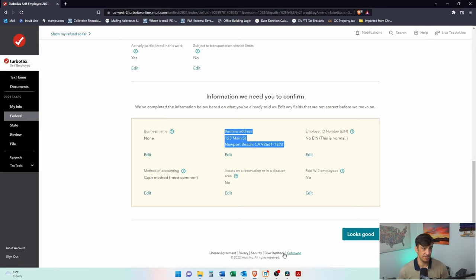Obviously, also your business address, okay? We need to confirm what they're saying here, right? I didn't pay any employees. Uber drivers generally don't pay anyone. They are only working for themselves, okay? Cash method of accounting is definitely most common. It's very, very rare that you use accrual. Won't get into that. All right, looks good.